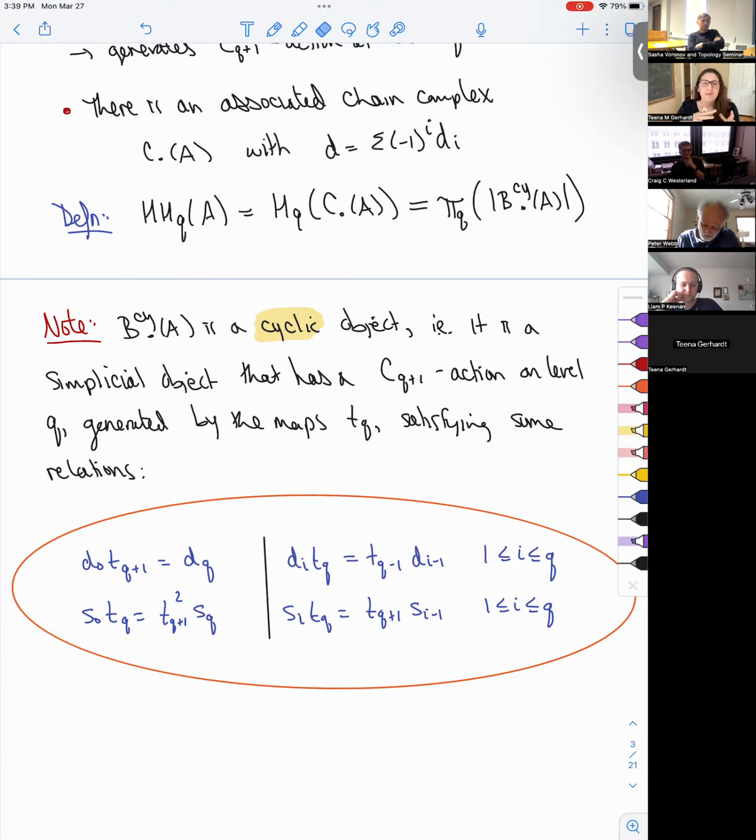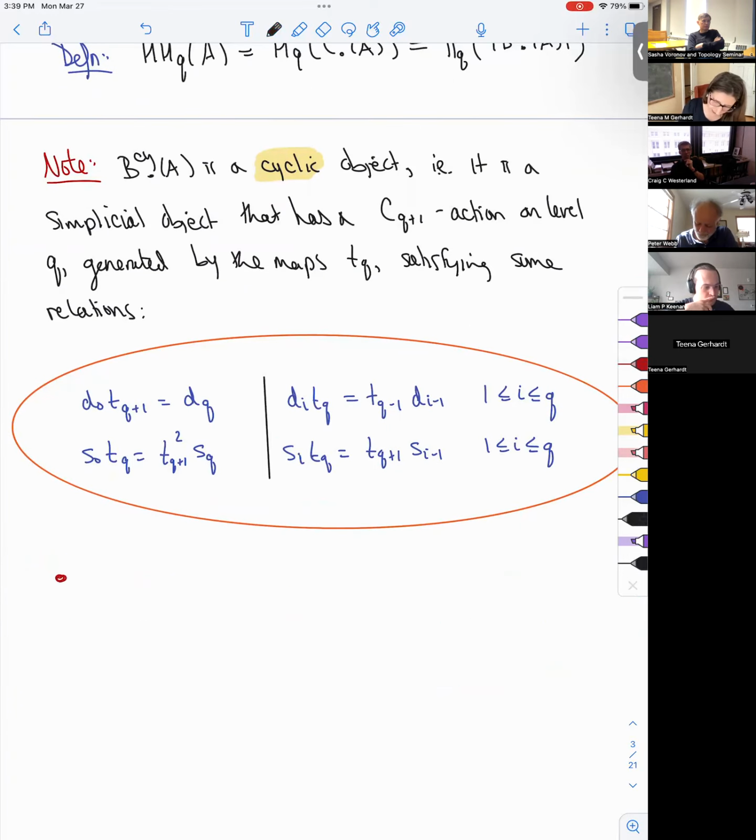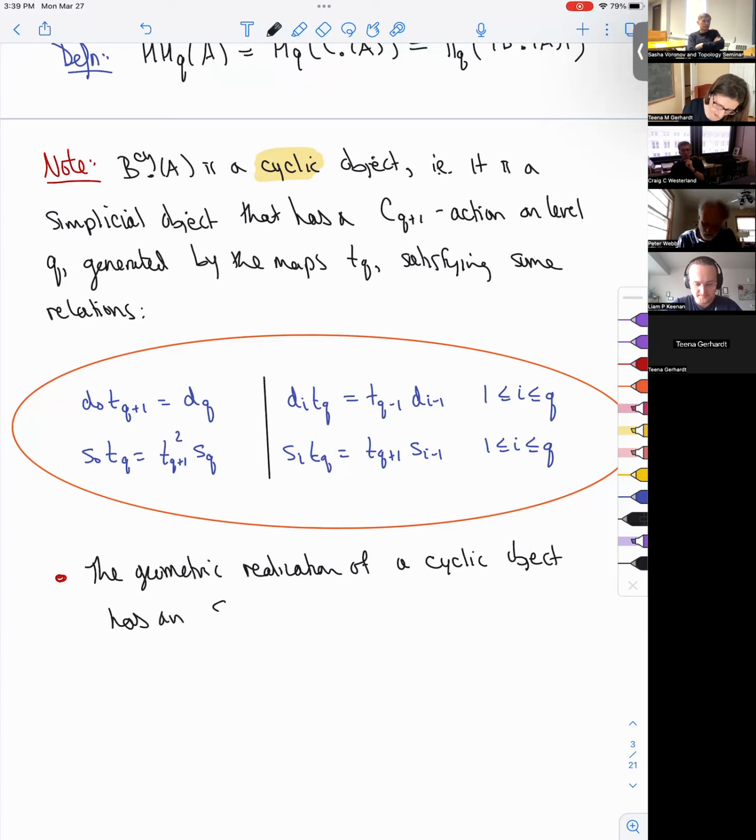But what's nice is that if we have a cyclic operator like this, and it satisfies these relations, we have the following fact from the theory of cyclic sets. So the geometric realization of a cyclic object has an S^1 action. So we're supposed to think, we have these cyclic group actions at each level, and somehow in the realization, those assemble into an action of the circle. And that turns out to be very important in this trace method story. Okay, so that's Hochschild homology.